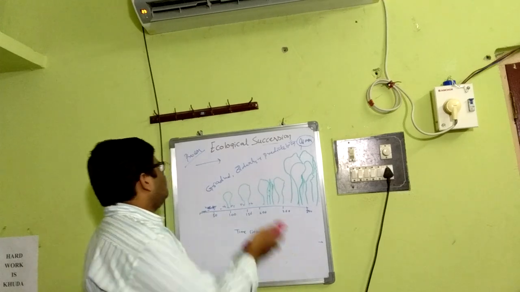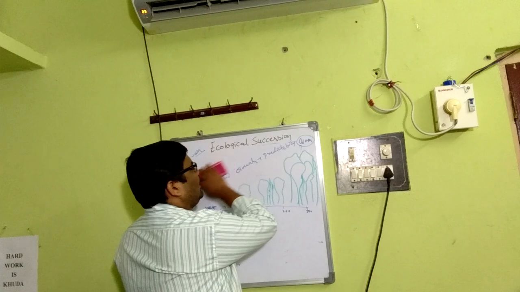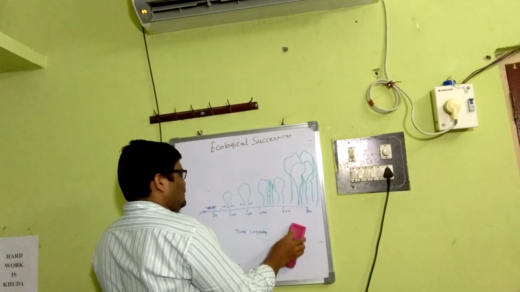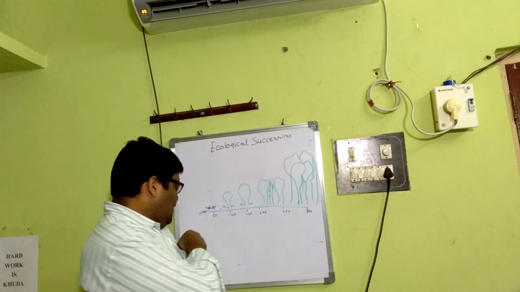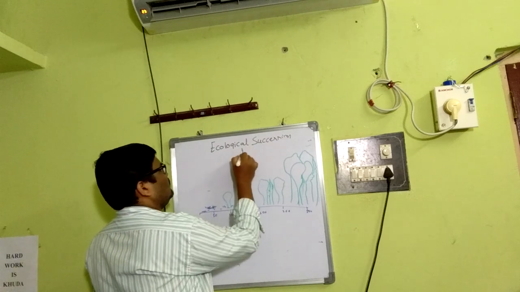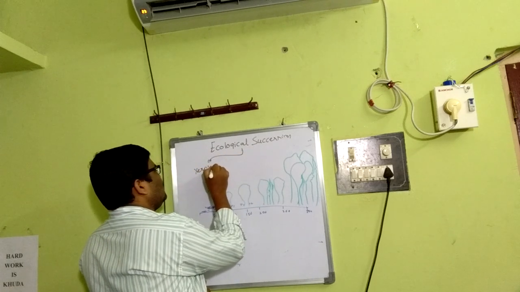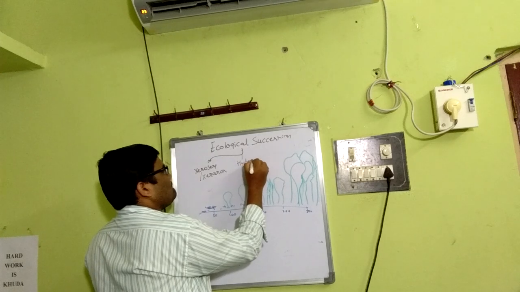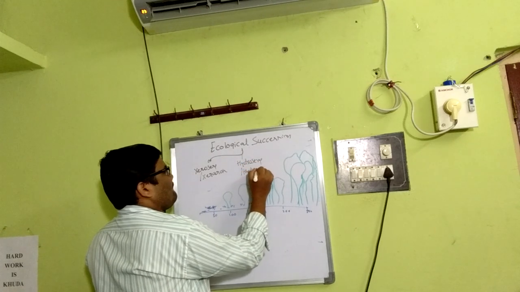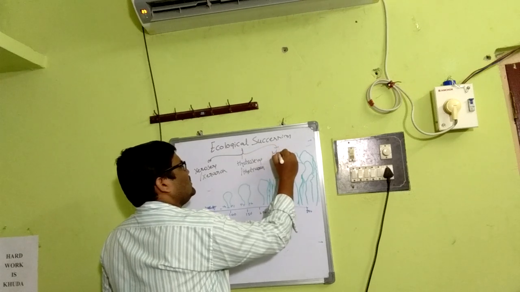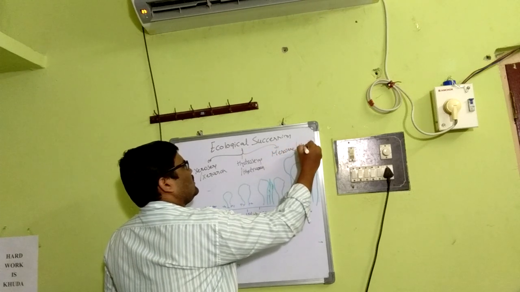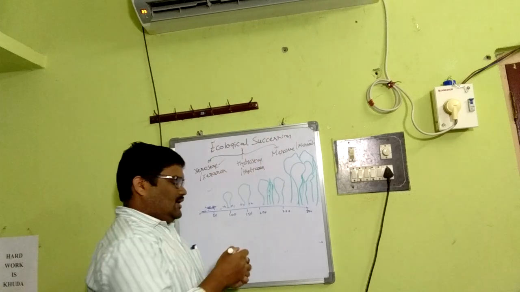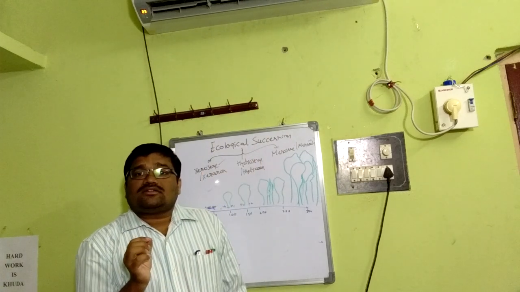Then regarding the patterns, depending on the kind of habitat, there are three different ways: xerarch, hydrarch, and mesarch. That means depending on the kind of habitat, ecological succession is of three types.